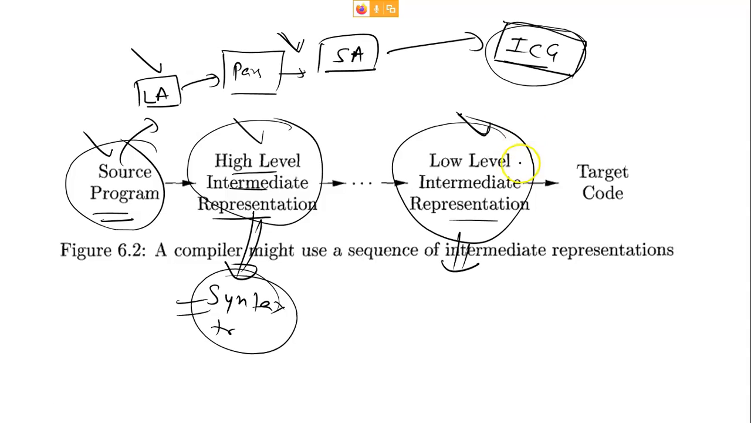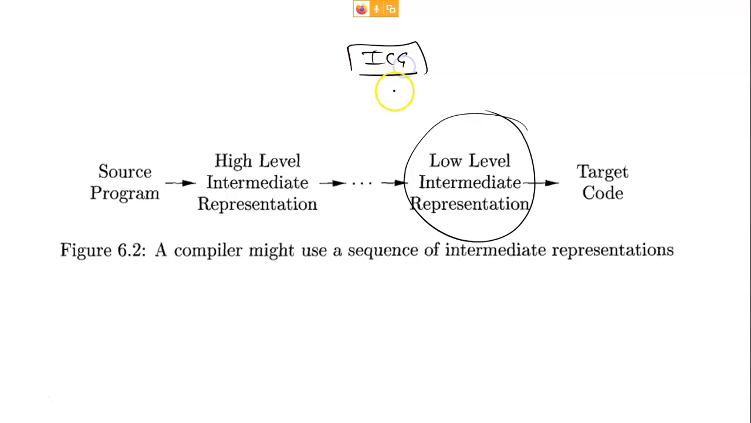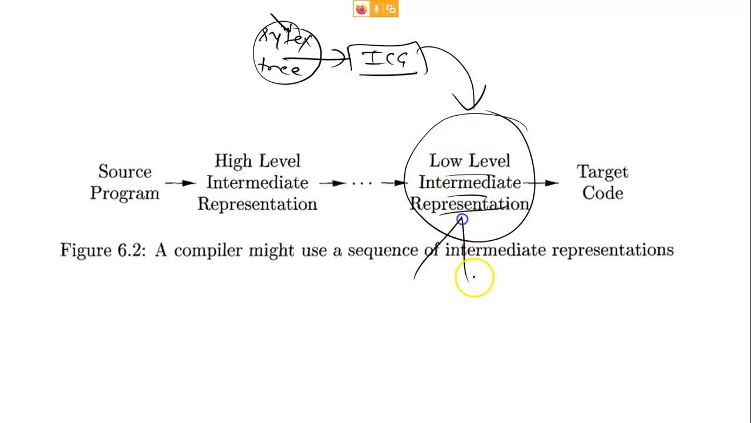Our focus today will be the ICG stage, the intermediate code generation stage. This stage takes the syntax tree as an input and converts it into a low level intermediate representation. Different compilers can use different representations. Some compilers use 3 address code, which is the most popular; most compilers use this 3 address code.